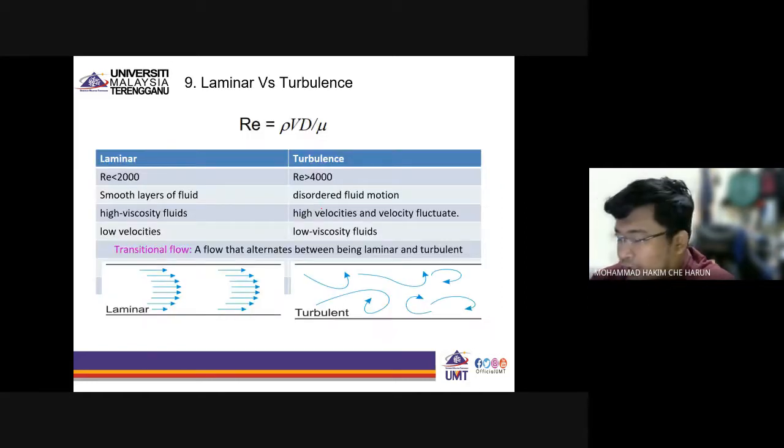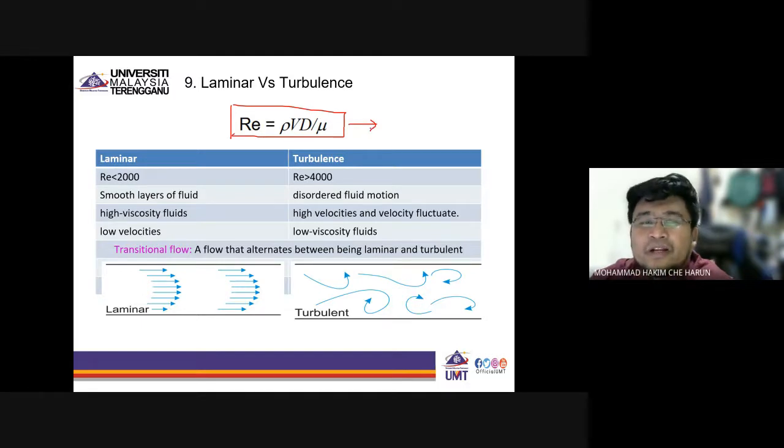Alright, this is what I was talking about just now, about Reynolds, that I want you to blame Reynolds for why I have to learn fluid mechanics. So Reynolds came up with this Re, the Reynolds number. This is the Reynolds equation. This is the density, this is the velocity, this is the diameter, and this is the viscosity.